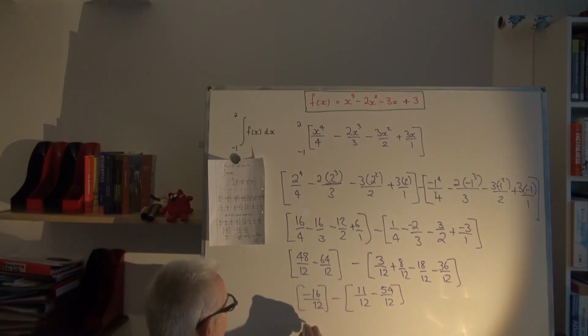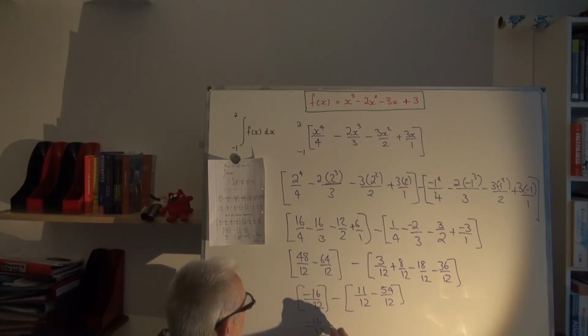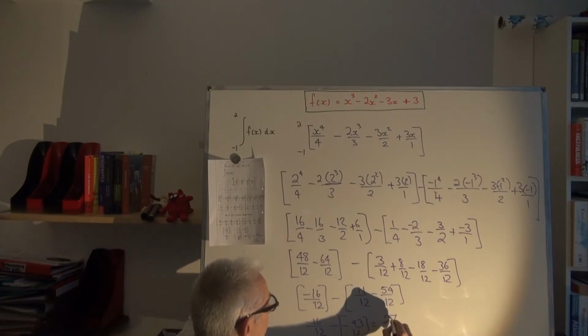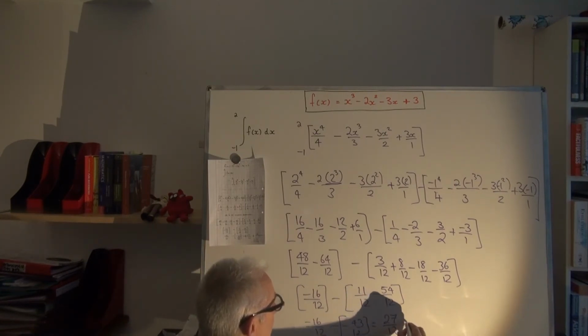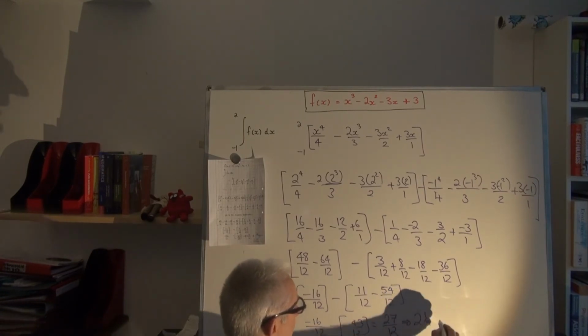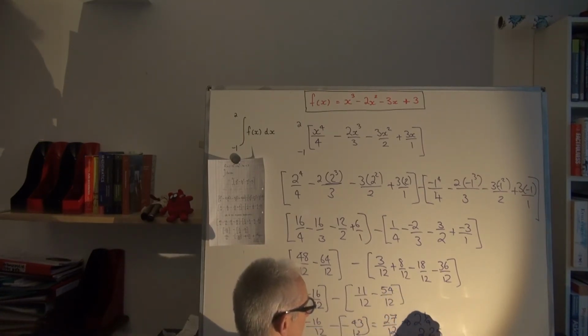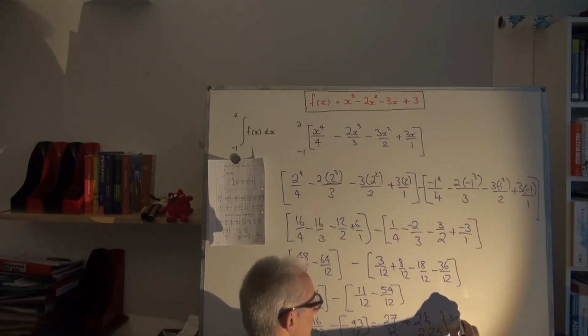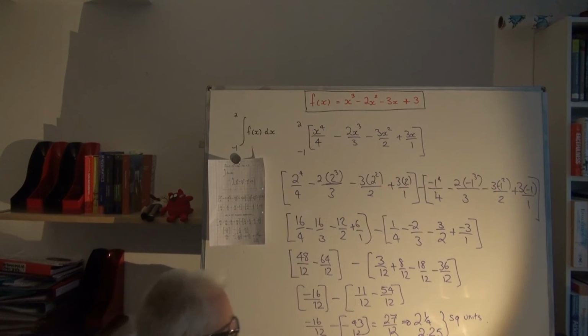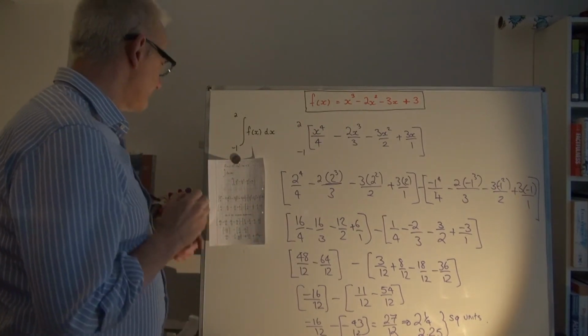So the final answer is going to be minus 16 over 12 minus 43 over 12, which gives us 27 over 12, which gives us 2 1/4, or however we want to write it, 2.25 square units as the area under the curve.